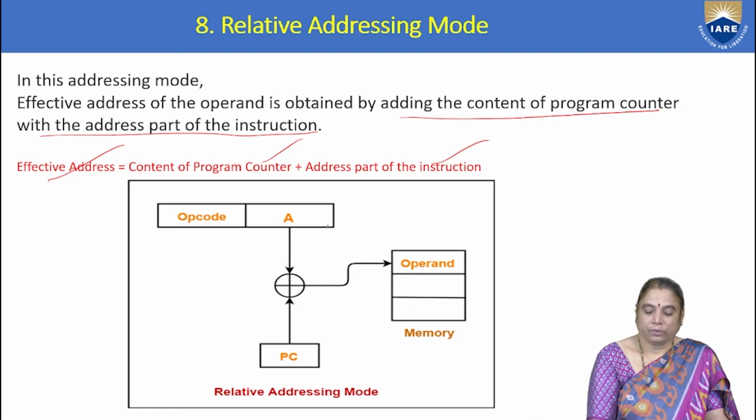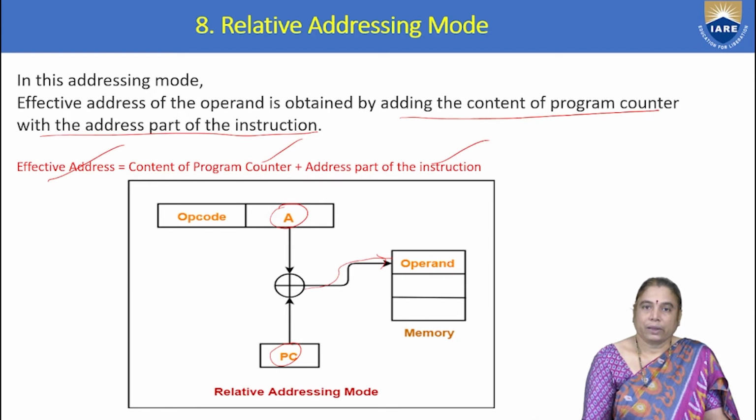So this is the instruction which consists of an opcode and the address. This address is added with the program counter value, and the result obtained is used to refer to the memory location in order to fetch the content of the operand. That's why it is called relative addressing.